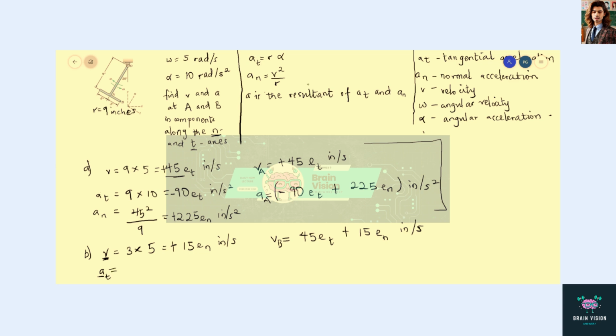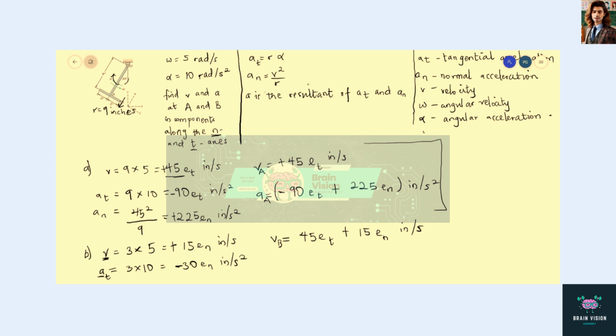The radius is 3 and the angular acceleration is 10. So we have 3 times 10, which is 30. The direction is going to be tangential to this. We can see it's going counterclockwise. The angular acceleration is going counterclockwise, so at this point, when we go around the full circle, it's going to be tangential in this direction. So we have it in the negative n direction: minus 30 en inches per second squared.